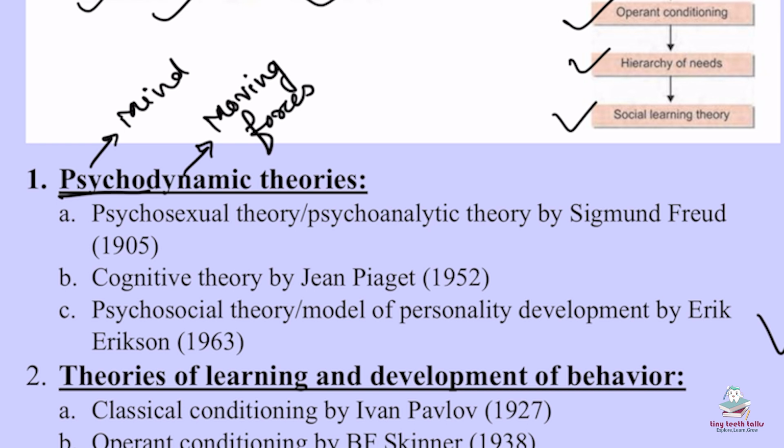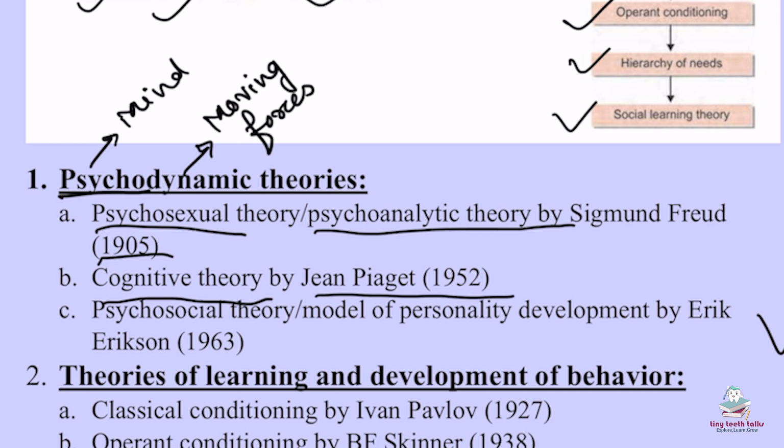So psychodynamic theories are about how inner forces in the mind, like desires, fears, and memories, affect how we think and behave. It includes psychosexual theory or psychoanalytic theory by Sigmund Freud in 1905, cognitive theory by Jean Piaget in 1952, psychosocial theory or model of personality development by Erik Erikson in 1963.